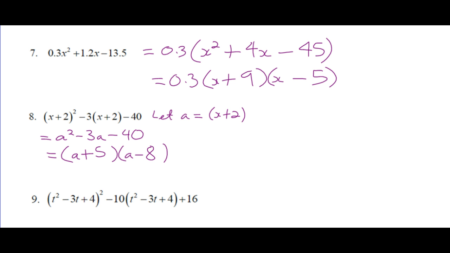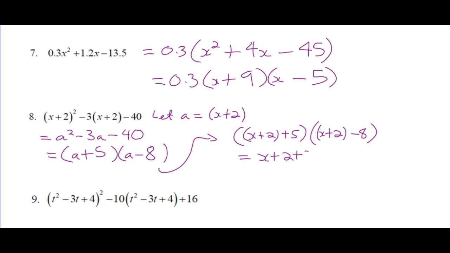Now, all right, the question never had an A, did it? So what are we going to do now? Replace A with x plus 2. We're going to go in, we're going to replace A with x plus 2, right? So just go back up here. So it's going to be x plus 2 plus 5 and x plus 2 minus 8, which is x plus 2 plus 5 times x plus 2 minus 8, which is x plus 7 times x minus 6.